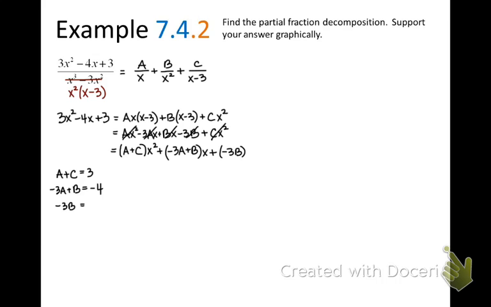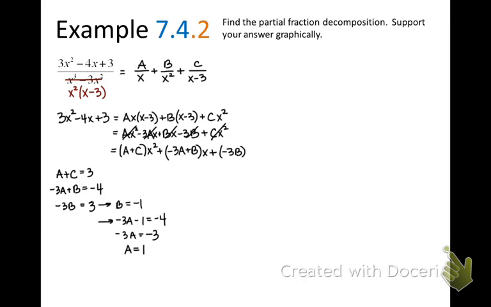Negative 3b equals 3. This is another one that will be easy enough to do by hand, right? From this, what do I know that b is equal to? Negative 1, just by dividing by negative 3. Once I know what b is equal to, can't I plug it into the other one, negative 3a minus 1 is equal to negative 4, right? Plugging it into the second equation. So then I get negative 3a is equal to negative 3, so that a is equal to 1.